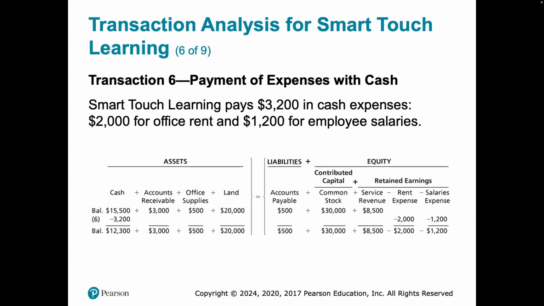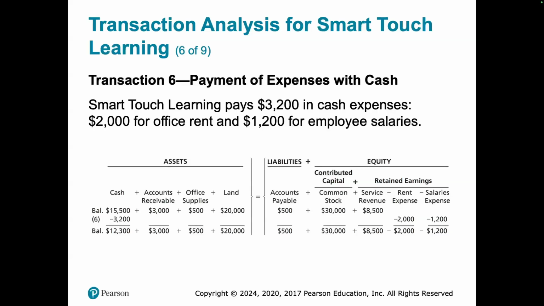Transaction 6, payment of expenses with cash. So here we're actually going to pay something. Smart Touch Learning pays $3,200 in cash expenses, $2,000 for office rent, and $1,200 for employee salaries. So the first thing that happens, if we look at the asset side, our assets are going to go down. We've paid out cash. Cash is going to go down by $3,200. So that gives us a new balance of $12,300.